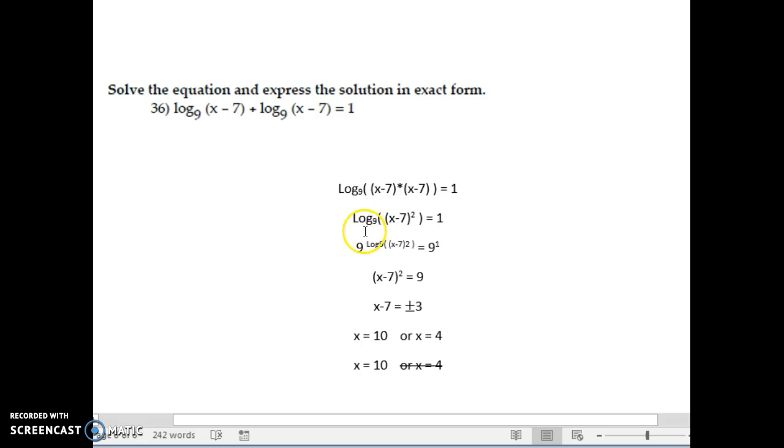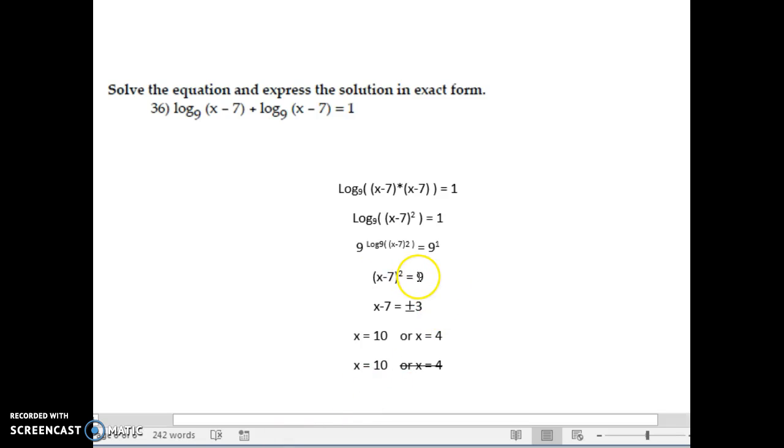Now in this next step, since this value is equal to 1, 9 to the 1 power should be the same as 9 to this power, because these values are equal. And now 9 to the logarithm 9 power, as our inverse here, we're going to have just the exponent left. So x minus 7 squared is all that's going to be left on the left side. And 9 to the first power is just 9.